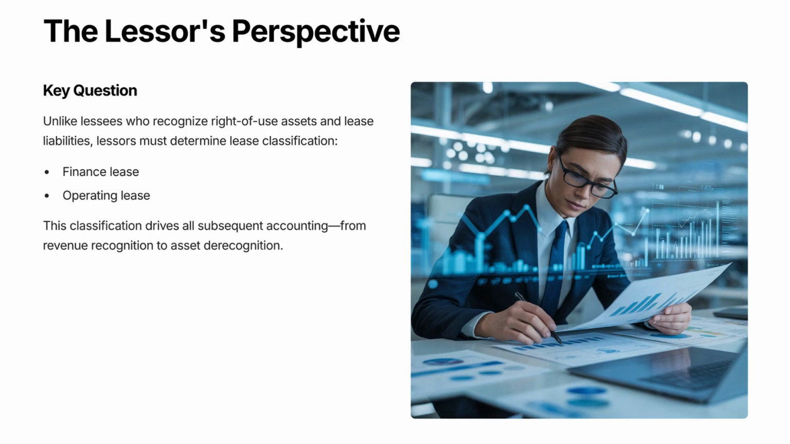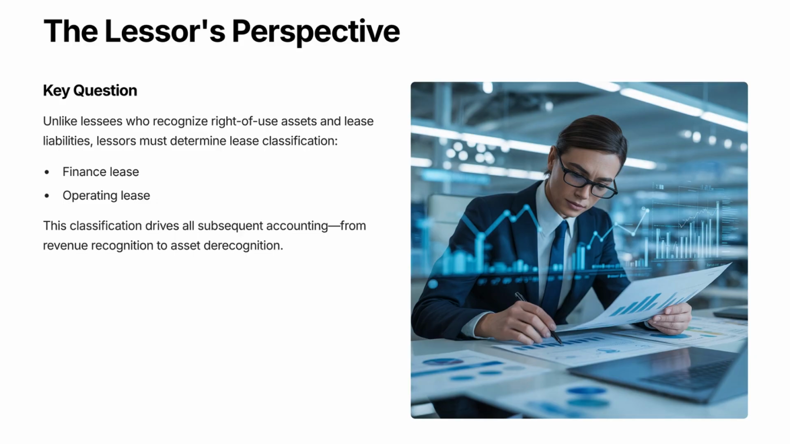When we talk about lessor accounting, we're looking at things from the perspective of the company providing the leased asset, not the one using it. Just like in any business transaction, both sides, the lessor and the lessee, have their own accounting treatment. So while the lessee focuses on recognizing a right-of-use asset and lease liability, the lessor has to determine whether the lease is a finance lease or an operating lease. This classification determines everything that follows, from revenue recognition to asset derecognition.